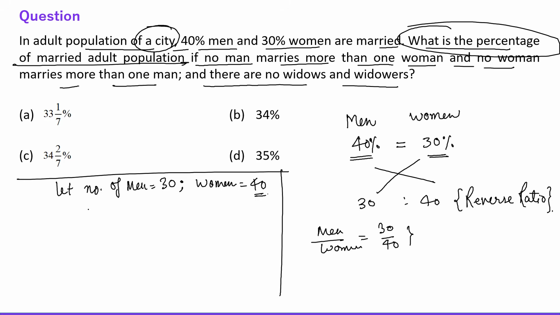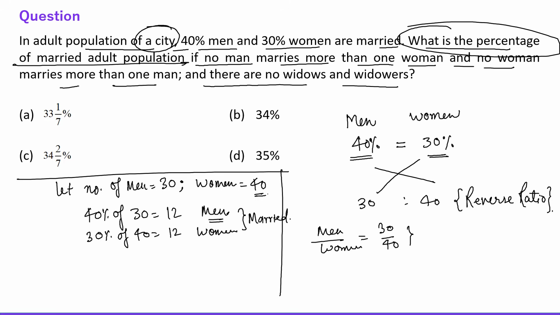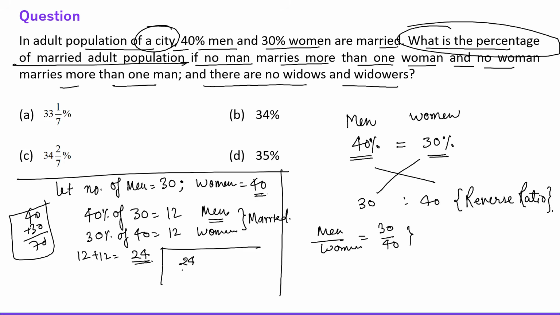So here they are saying 40% of men. Men means 30, so 12 men are married. And 30% of women, it means 12 women are married. So it means 12 plus 12, 24 persons are married. Fine. And total how many are they? Total they are 70, 40 plus 30. So out of 70, 24 are married.